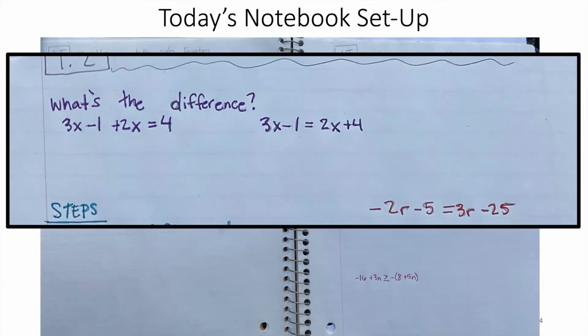So we're going to start with this section. Underneath of your title, you're going to skip a line and then write what's the difference. Write those two equations, skip 3 lines, and then write steps. And then all the way over to the right, write that equation. If you need more time, please pause the video now while you write.